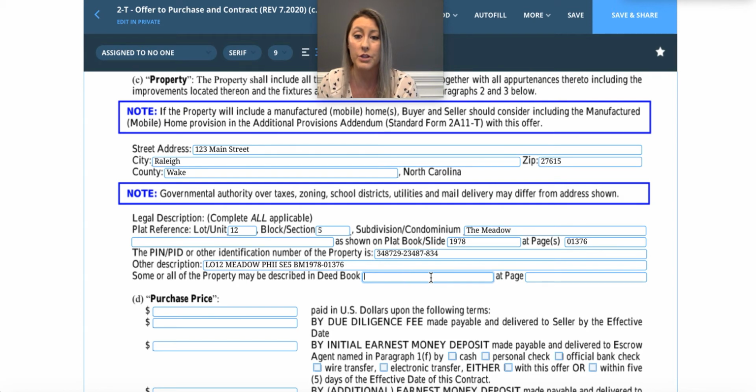And the deed book and page: this legal description does not have the deed book or page in it. So you would find this on the Wake County GIS site. Right on that website, it'll say deed book and then it'll say deed page. I will do another video talking about how to maneuver that page and find all the information. But right now, I'm just going to make up a number and stick those in there.